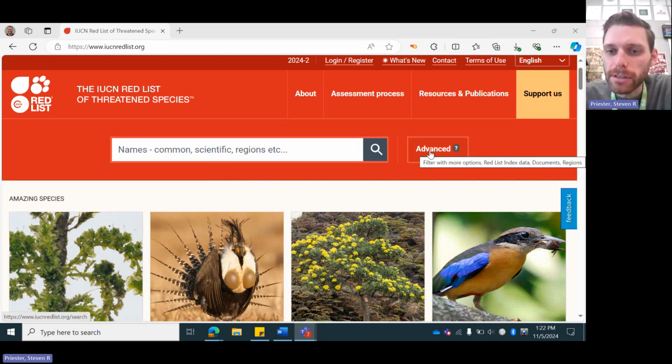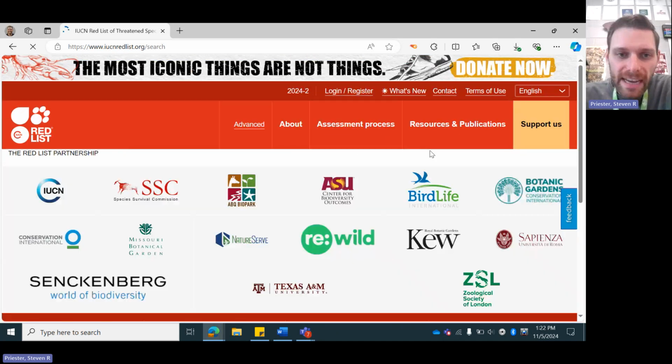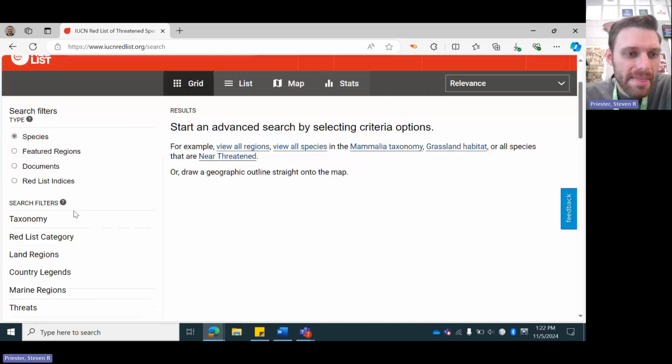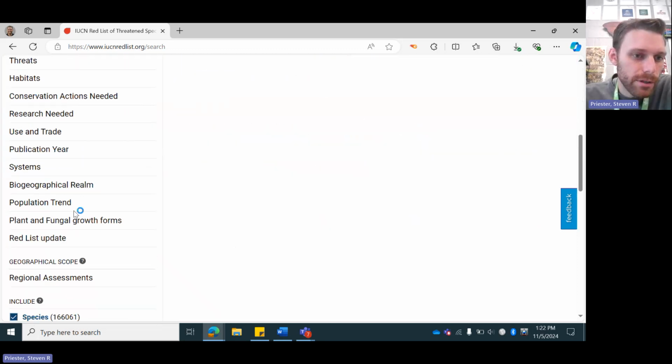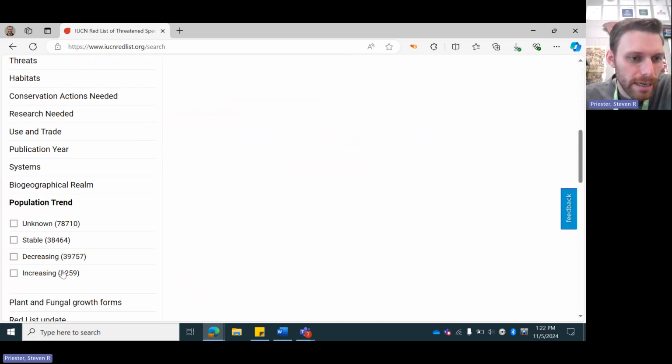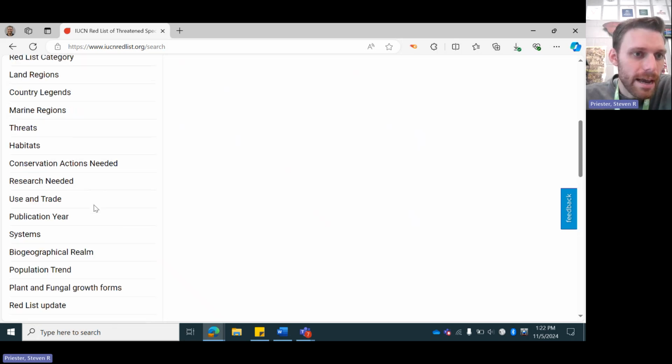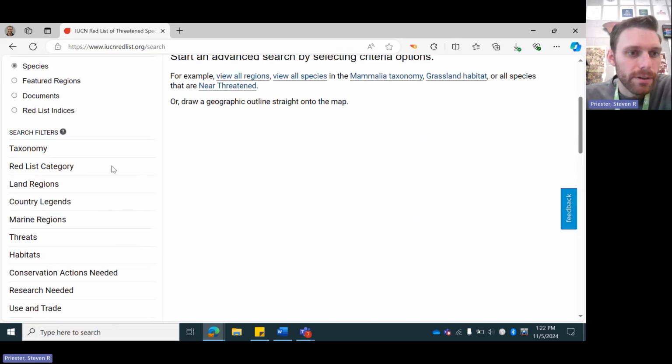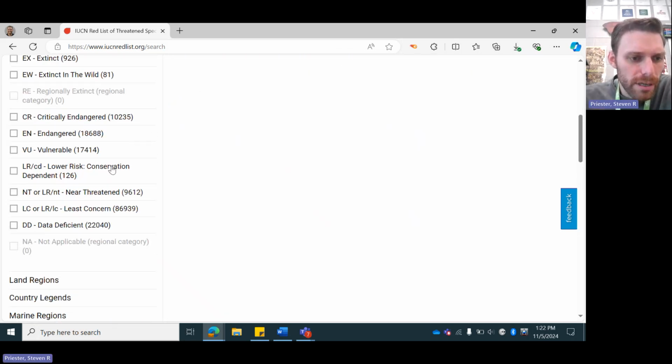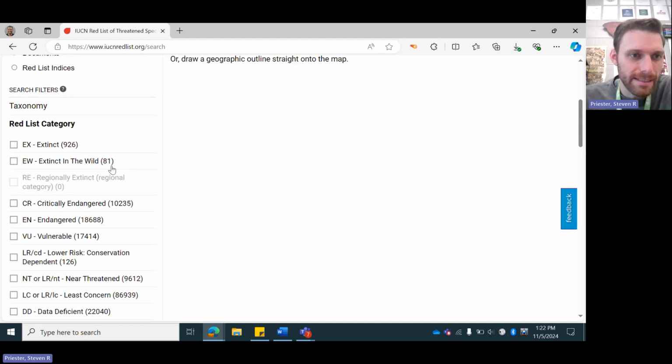In order to find species for our project, you're going to go to Advanced. And then all of these categories are ways that you can search. You can search by population trend, whether it's increasing or decreasing. You can search by category on the red list. You can search by habitats and threats.